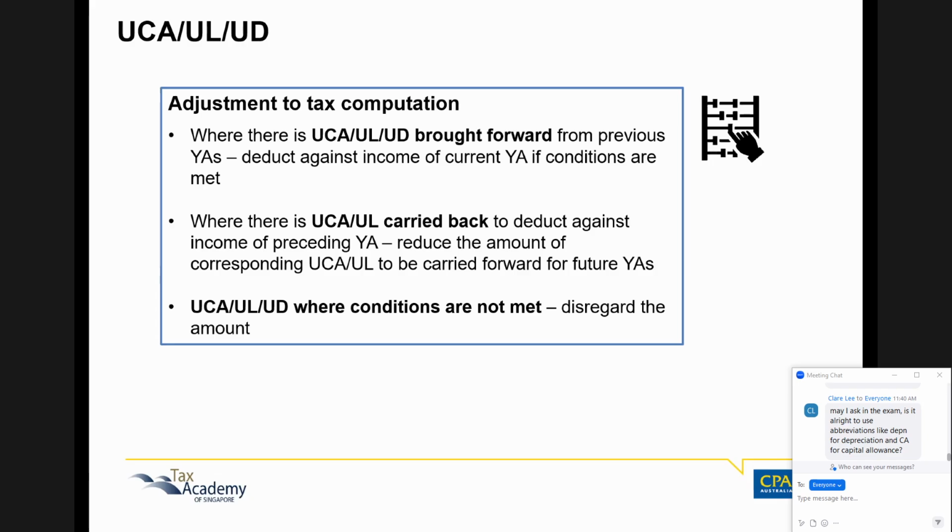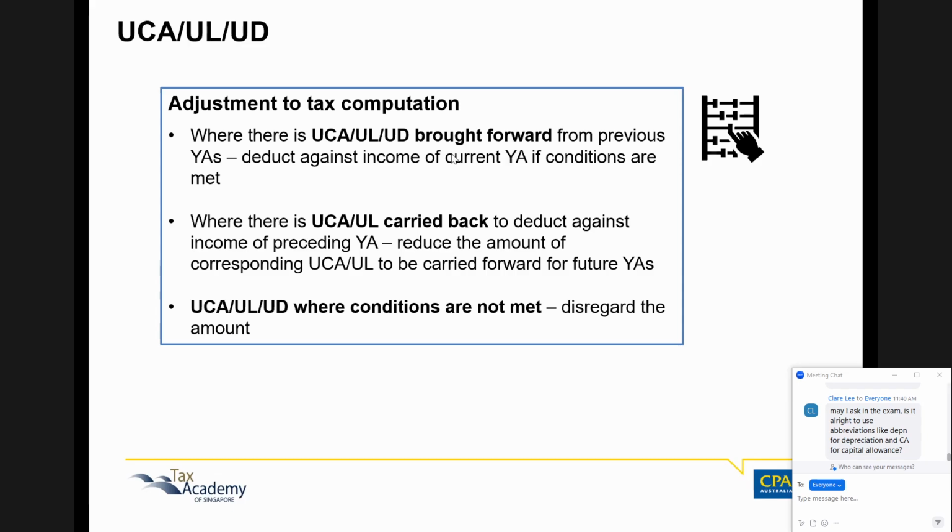Okay, carry back. Meaning carry back, right? This year I have losses or UCA. When I allow the carry back amount, I need to deduct this amount from my current year CA. So for example, let's say my current year CA is $100. I can carry back 20 because last year's profit is 20, so I deduct 20. The amount that I can carry forward is the remaining $80. So you need to remember to make these adjustments. Where conditions are not met, you have to disregard the amount.